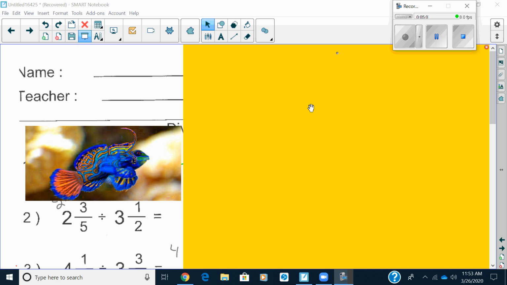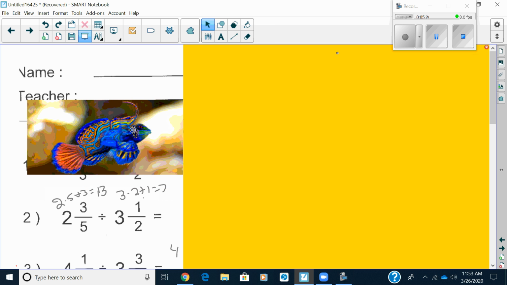So you can hit pause and try this one. Remember, you have to turn the mixed number into an improper fraction, and then do stay, change to multiplication, reciprocal, and multiply. Go ahead and hit pause.